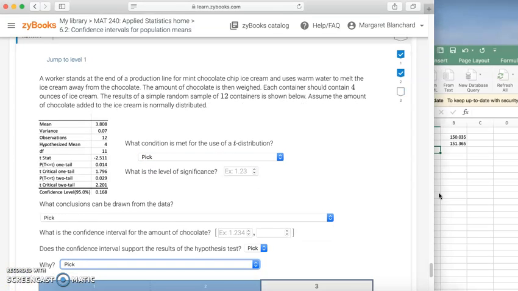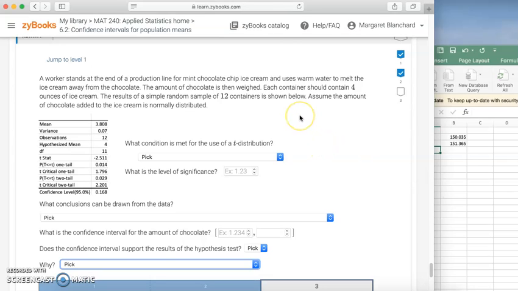A worker stands at the end of a production line for mint chocolate chip ice cream. Oh, that sounds good. And uses warm water to melt the ice cream away from the chocolate. The amount of chocolate is then weighed. Each container should contain 4 ounces of ice cream. The results of a simple random sample of 12 containers is shown below. Assume the amount of chocolate added to the ice cream is normally distributed.